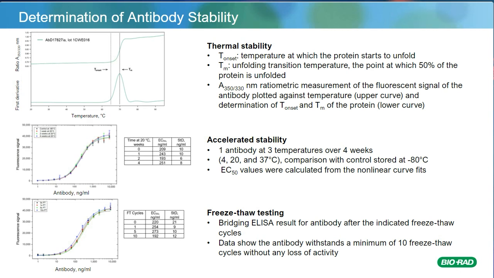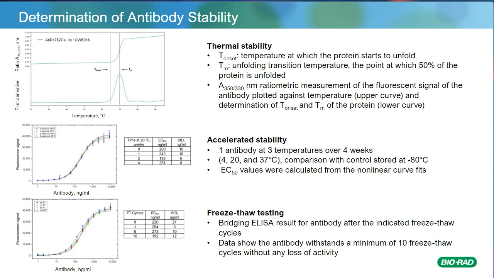Accelerated stability testing can be performed on an antibody. Within this, we look at the antibody over 3 different temperatures, 4, 20 and 37 degrees, over a period of 4 weeks. And we can compare this with a control stored at -80. We're able to look at the differences between the antibody after this treatment, and EC50 values can be calculated.